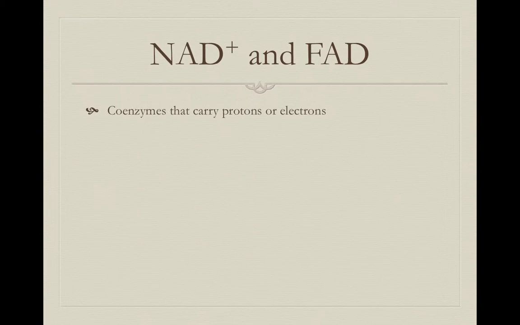NAD+ and FAD are coenzymes that carry protons or electrons, and they are the oxidized forms of NADH and FADH2 respectively. So basically, these are electron or proton carriers, and they play a huge role, especially in the last stage of aerobic respiration. Actually, in both types of respiration, they play a huge role. The electrons carried by NAD+ and FAD are used in the last stage of aerobic respiration and also in anaerobic respiration, to create the most amount of ATP possible.